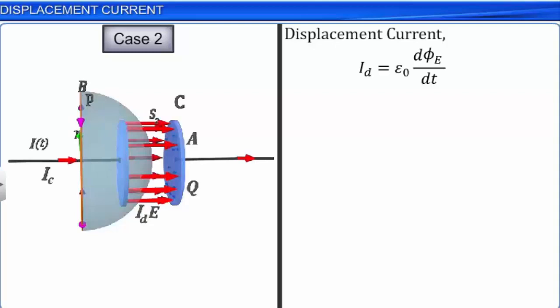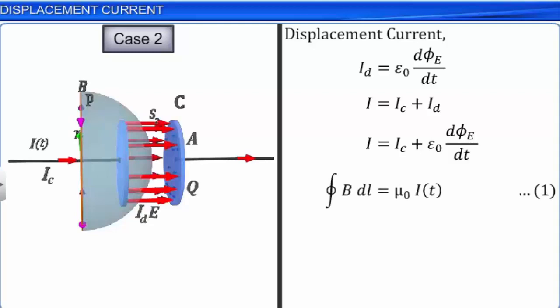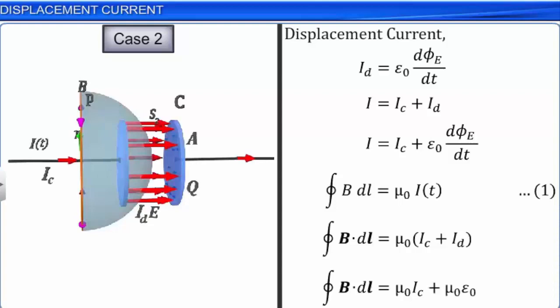Now, Ampere's law can be written as integral over the closed loop B dot dl is equal to mu naught into IC plus ID, that is, integral over the closed loop B dot dl is equal to mu naught IC plus mu naught epsilon naught into d phi E by dt. This is known as the Ampere-Maxwell law. Let this be equation 8.